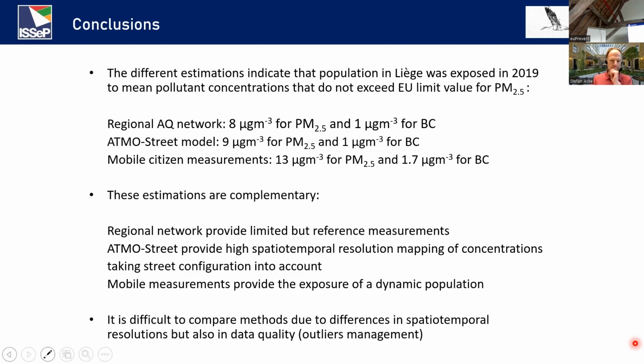So just a conclusion. The different estimations indicate that the population in Liège was not exposed to concentrations higher than the European limit in this year. But if we look at the new limit or recommendation from the World Health Organization, the concentrations are too high. These estimations are complementary. The regional network provides limited but reference measurement. Atmosphere provides high spatial resolution mapping of concentration, taking street configuration into account, like street canyon, and mobile measurement provides the exposure of a dynamic population. We can follow the participants during their daily activity, and it's also difficult to compare these different sources of measurement.